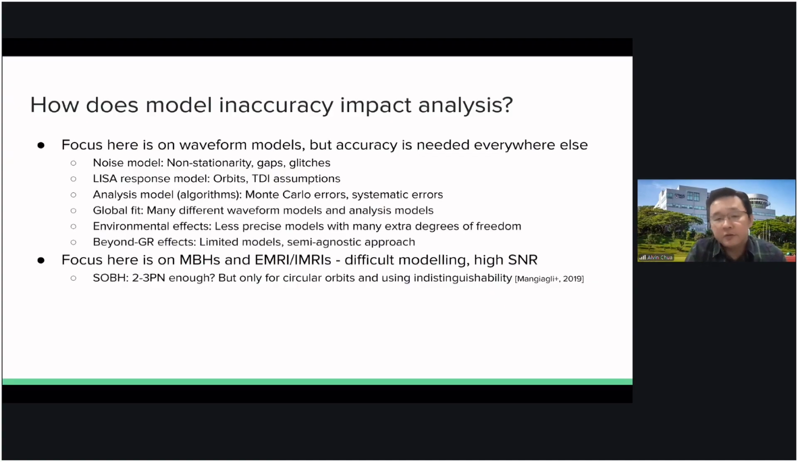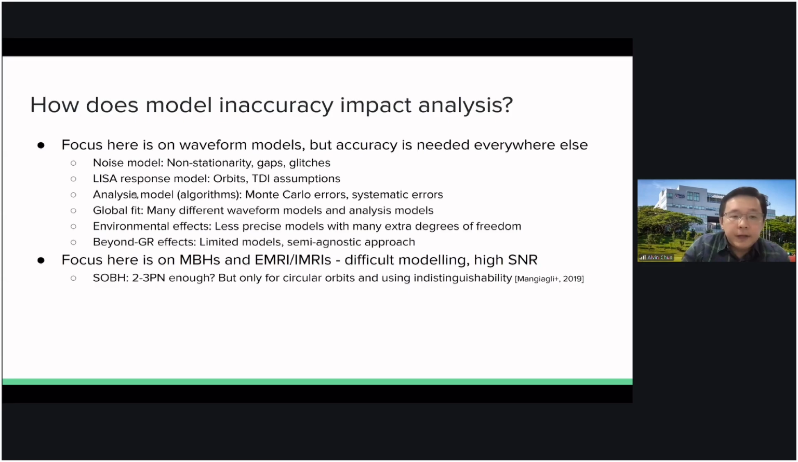Over the course of the symposium, there are many pieces that go into the whole analysis. So for example, LISA noise is not stationary and Gaussian, so we must account for non-stationarity and also gaps and glitches in the data. You need your response model, your description of the LISA response to a gravitational wave, to be accurate enough. So the orbits of the spacecraft need to be accurate enough to not bias inference, and also the assumptions used to build the time delay interferometry observables should also not bias inference.